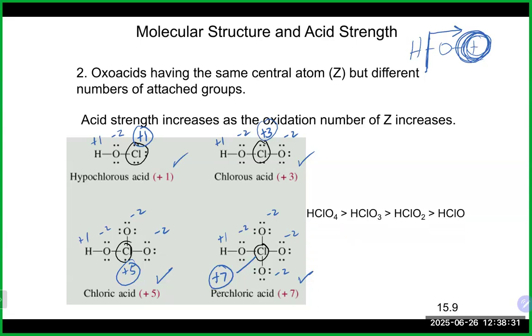Any questions on that there? So essentially, with no oxygen, bond energy is what you're looking at. The stronger the bond, the weaker the acid. If you're looking at some type of acid with oxygen, if we have the same oxidation number on the central atom, then you look at electronegativity. And if you have the same electronegativity on the central atom, then you look at oxidation number. Any questions on how to compare any of those?